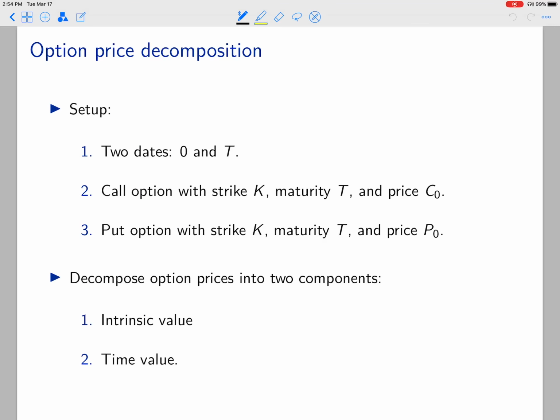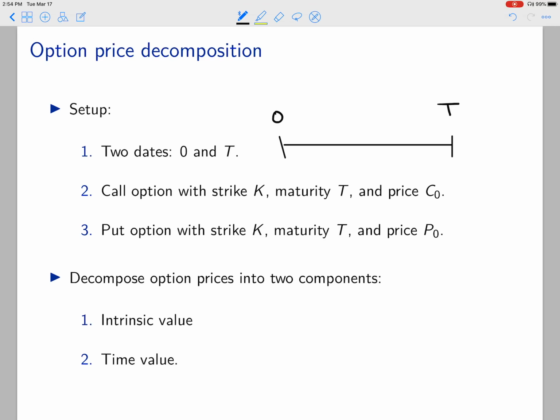Okay, let's get started. Our setup is the same as usual. We have two dates, 0 and T. We always have our timeline. Date 0 is today. We know what's going on today. Date T is the future. It's the unknown. We have a call and a put option.